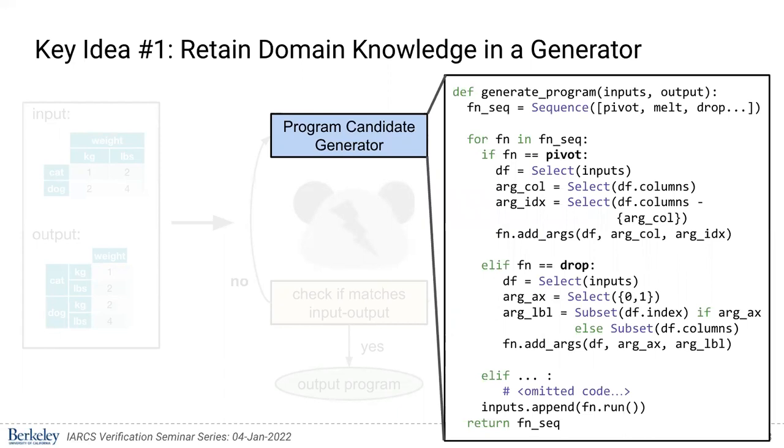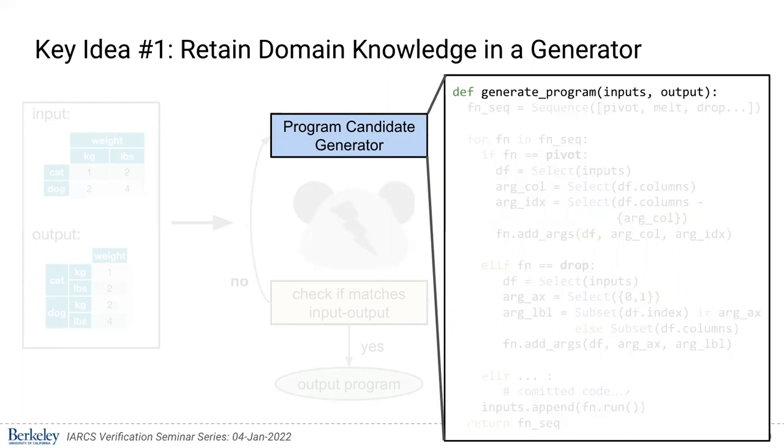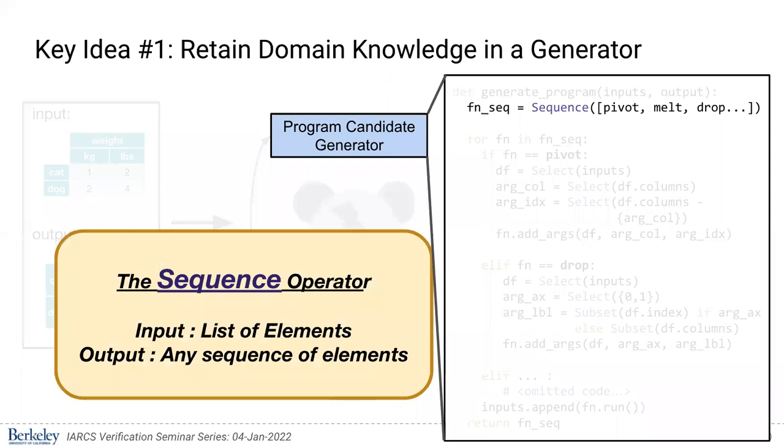This is a snippet, just a portion of the generator that we had within AutoPandas, and let me walk you through it. So the generator essentially is just a Python function that takes in the input-output example. And the first line within the generator is this call to sequence, which is an operator that is provided by us within AutoPandas. What the operator does is that it takes a list of elements and outputs any sequence of elements from that list.